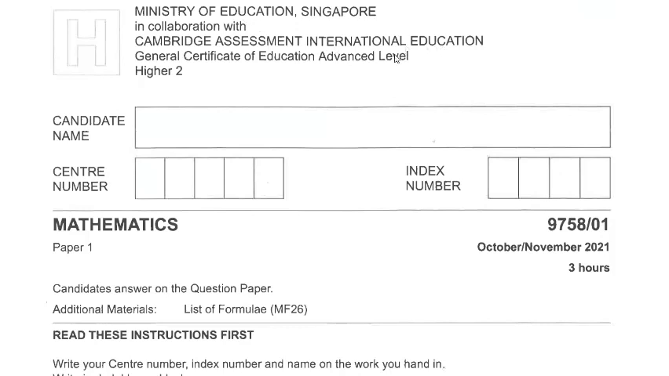Cambridge Assessment International Education, General Certificate of Education Advanced Level, Higher 2, Paper 1. We want to solve all problems of this exam. Also, I will release the other exams, paper 2 and other years. This one is for 2021 H2.